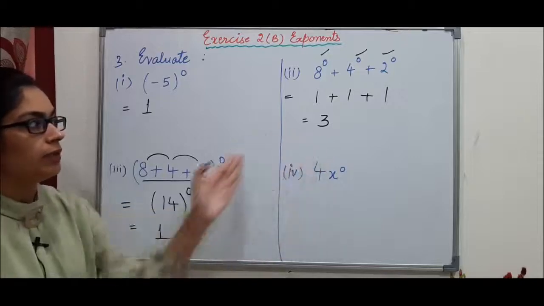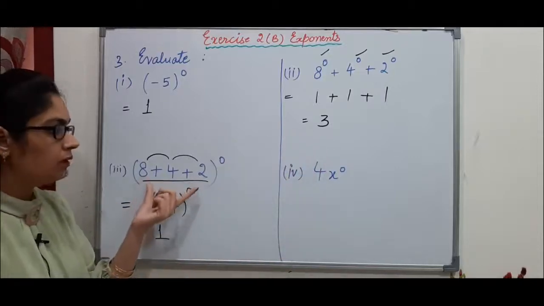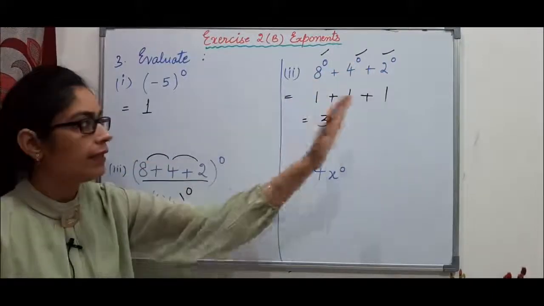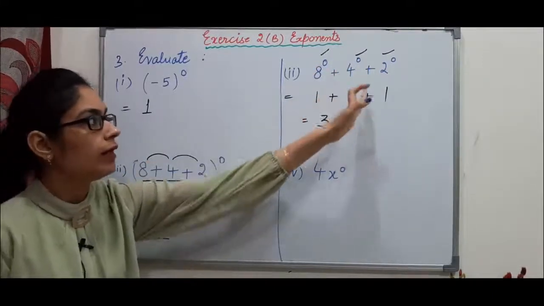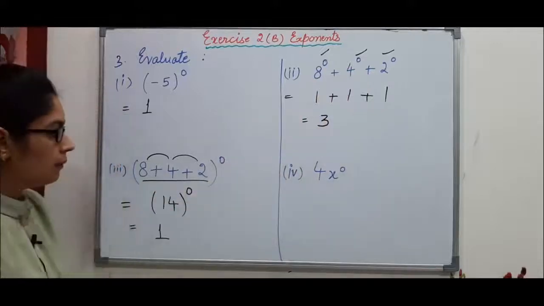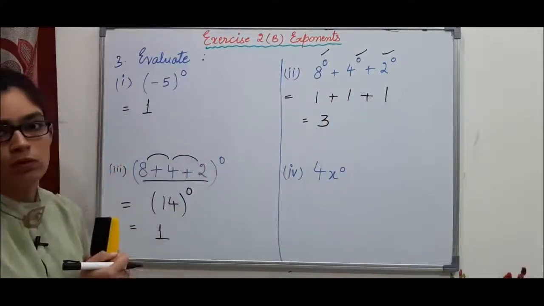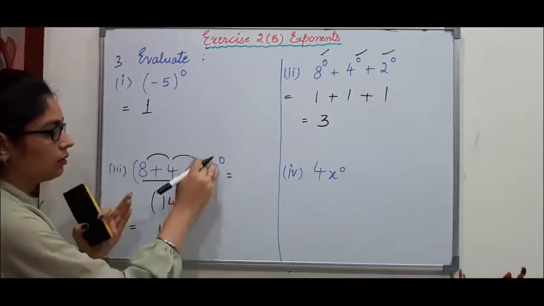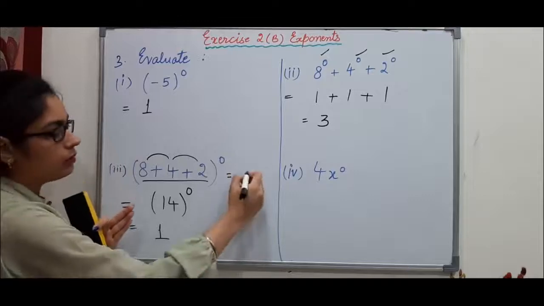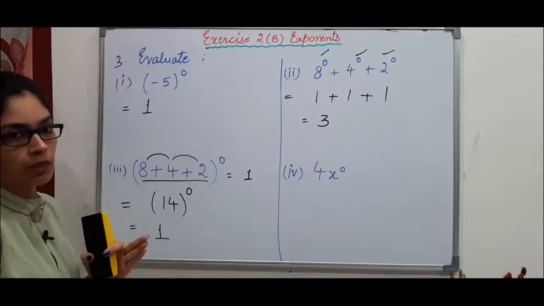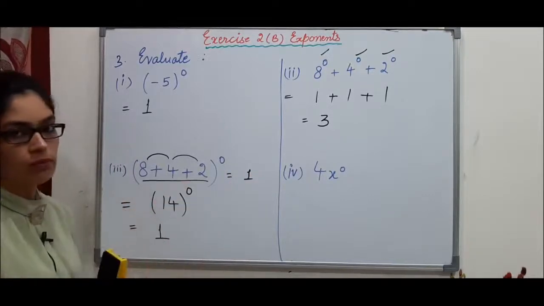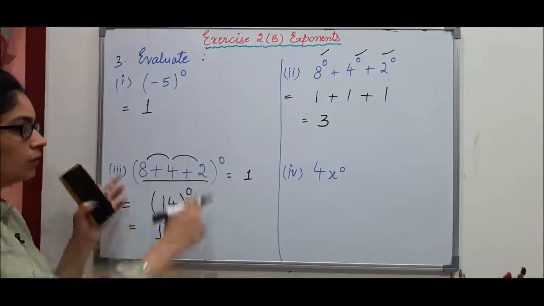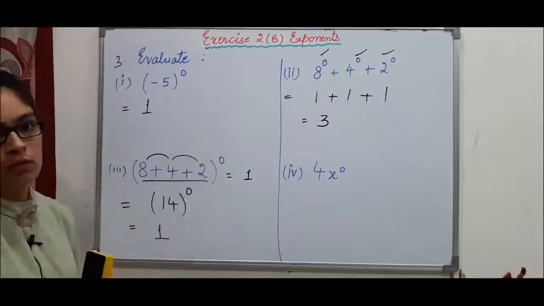See the difference between the answers. Although the numbers are the same, here the power was individually 0. That is why there I wrote 1 and in total we got 3. But here the power was 0 on the whole. So directly you can write on any single number, if the whole power is 0, it will equal 1. And in this form also if you want you can write it. Both ways are correct, but the answer will be 1 because the whole power is 0.